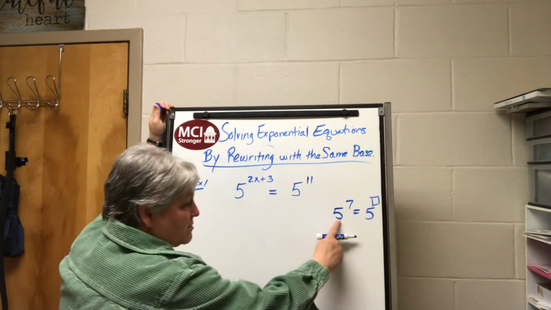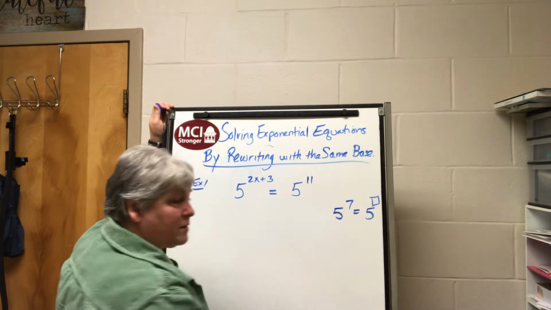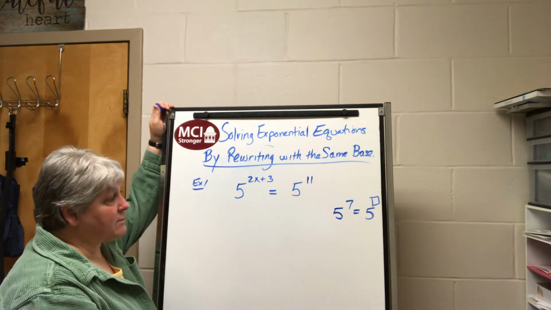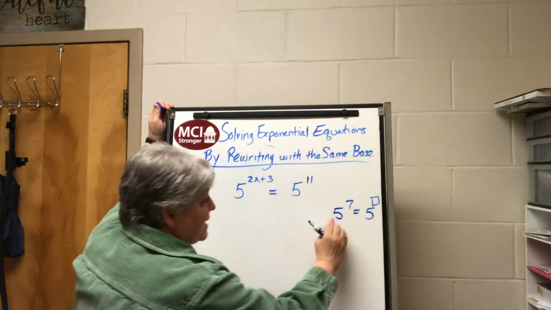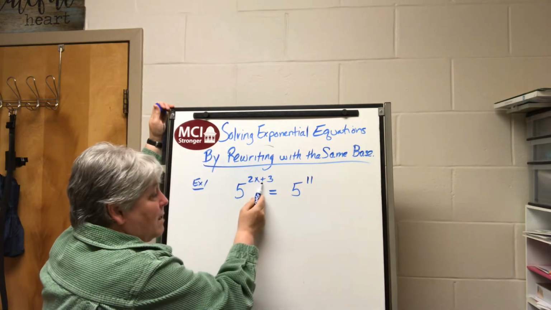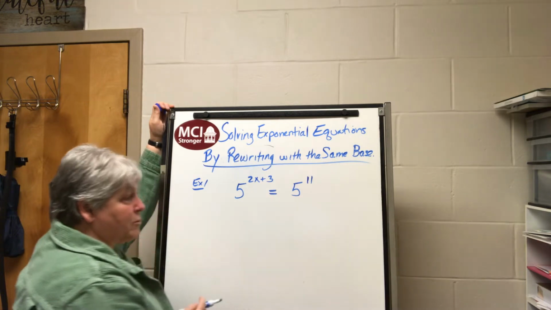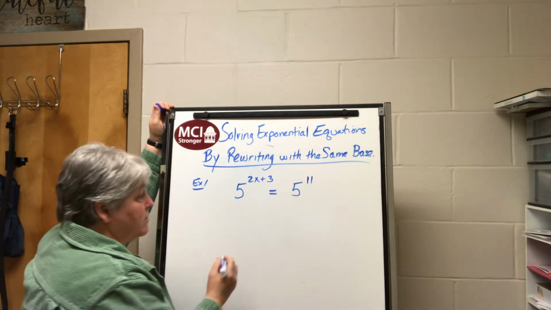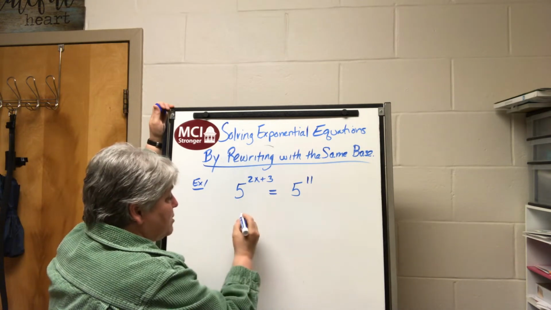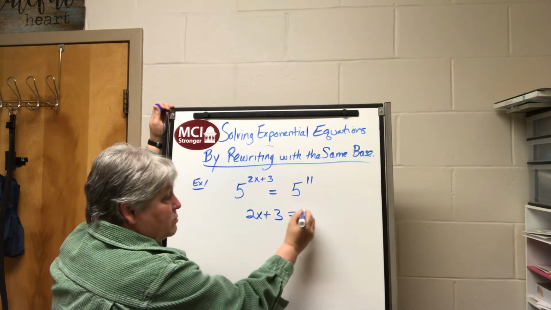Well, if these bases are alike, then whatever's in here has to be equivalent to 7, or else it wouldn't make sense. Well, that's the kind of idea we're going to use here. 5 to some power equals 5 to some power only if these powers are equal to each other. So since these match, I'm going to say, you know what, 2x plus 3 has to be equal to 11.